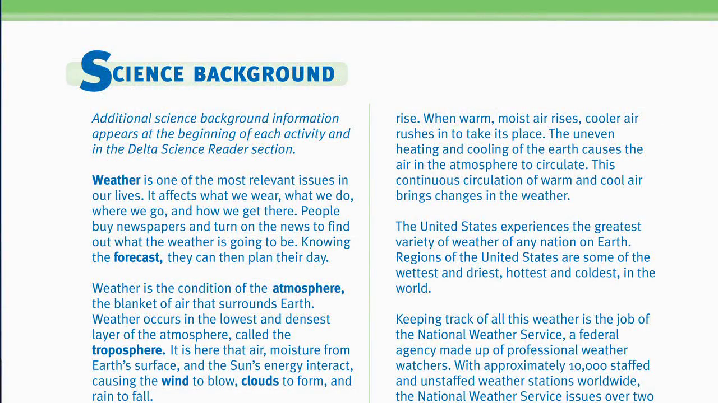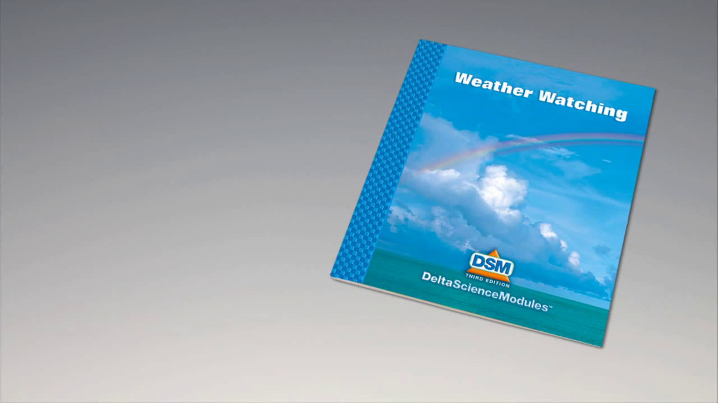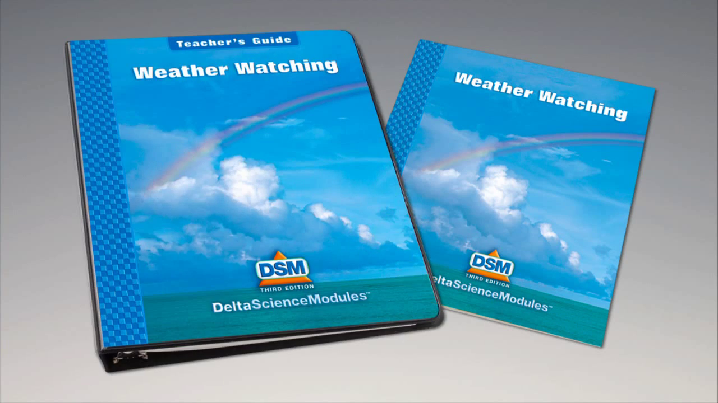To conclude Session 2, distribute the Lightning Safety Tips sheet and review it as a class. Some students may already know the basics of lightning safety, but be sure to correct any false information. Finally, inform students that in the next activity, they're going to study a very severe type of weather that can develop during lightning storms. For science background, reinforcement activities, curriculum connections, and information about the Delta Science Reader, please consult your DSM Teacher's Guide.